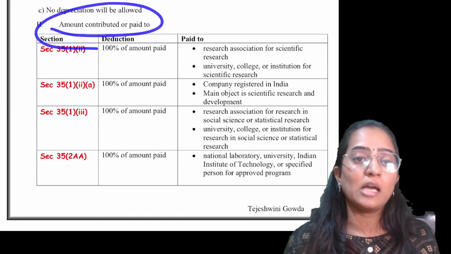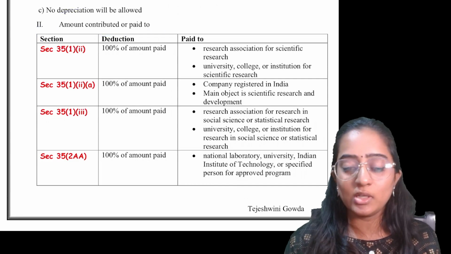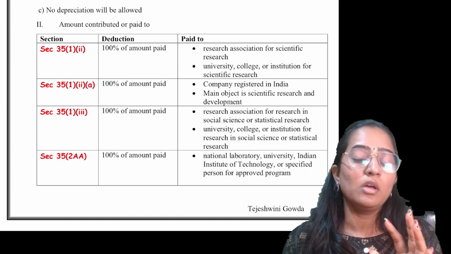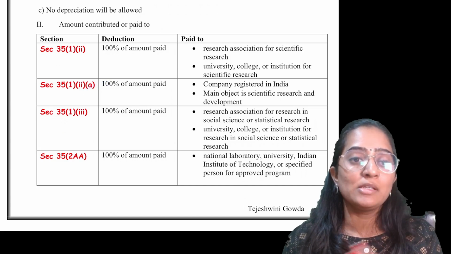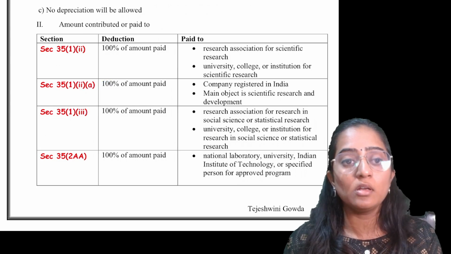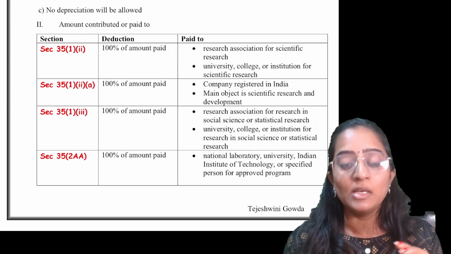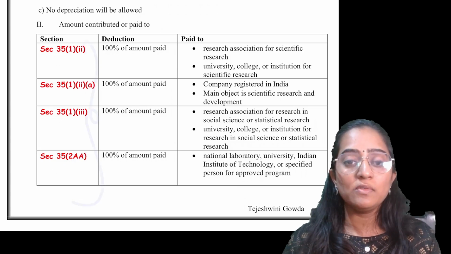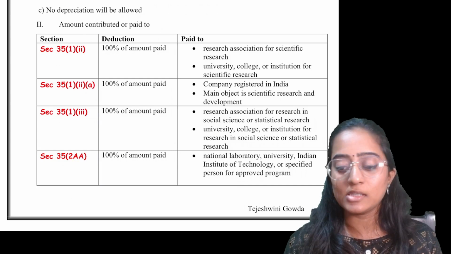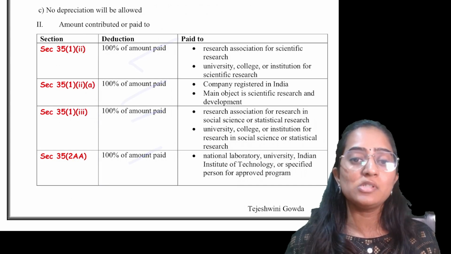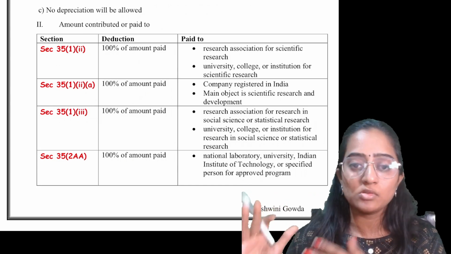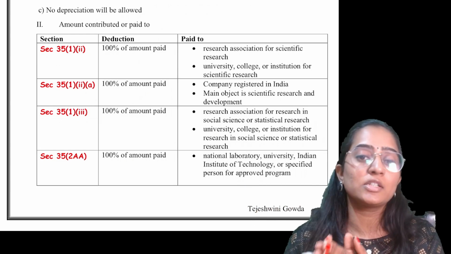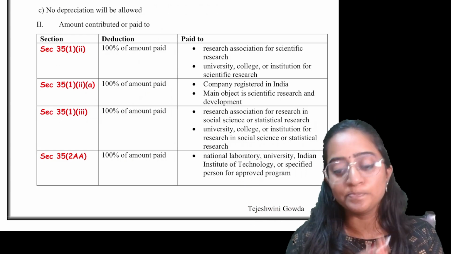Whatever the amount which is contributed or paid to section 35 subsection 1 clause 2 and subsection 1 clause 2a, section 35 subsection 1 clause 3, section 35 2AA. Whatever the contributions which you have made under this head, 100% of that amount is allowed. You pay 10,000, you will get deduction of 10,000. You pay 20,000, you get deduction of 20,000. You pay 50 lakh, you get deduction of 50 lakh. 100% of that is allowed.